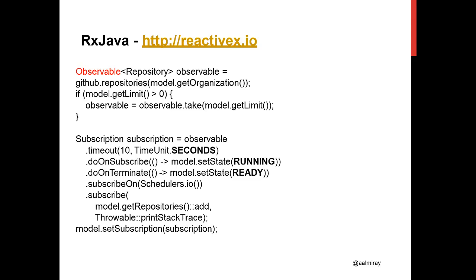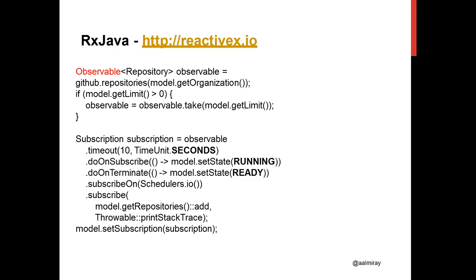What happens if the network call takes more than 10 seconds? What we want is for this operation to fail with a timeout exception. Otherwise, we could be listening for the network to finish and never get a response back. That would be bad. When we subscribe, this is when the first value comes in. We're going to change the state. When we terminate, regardless of success or failure, we're going to change the state.